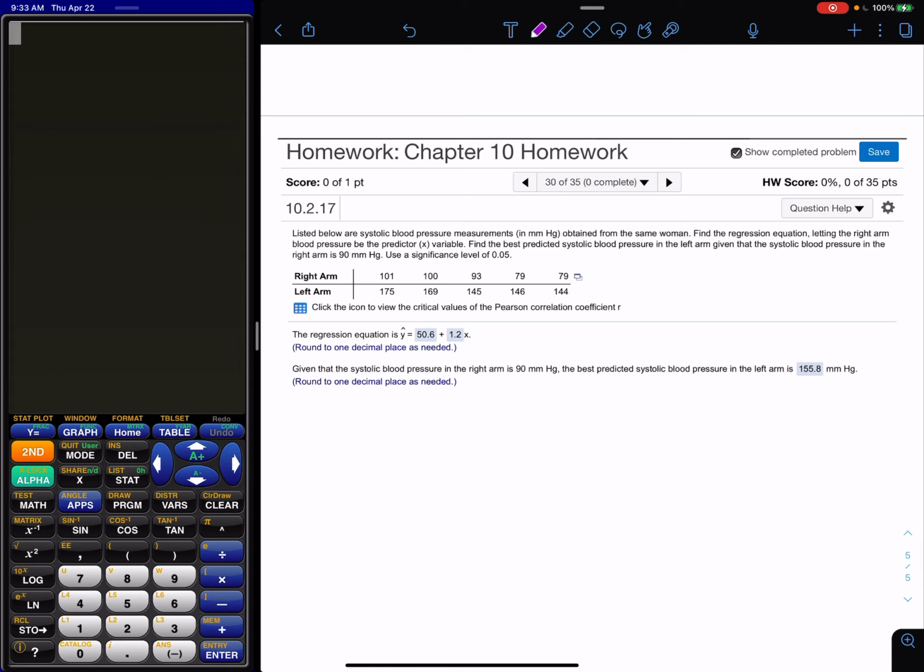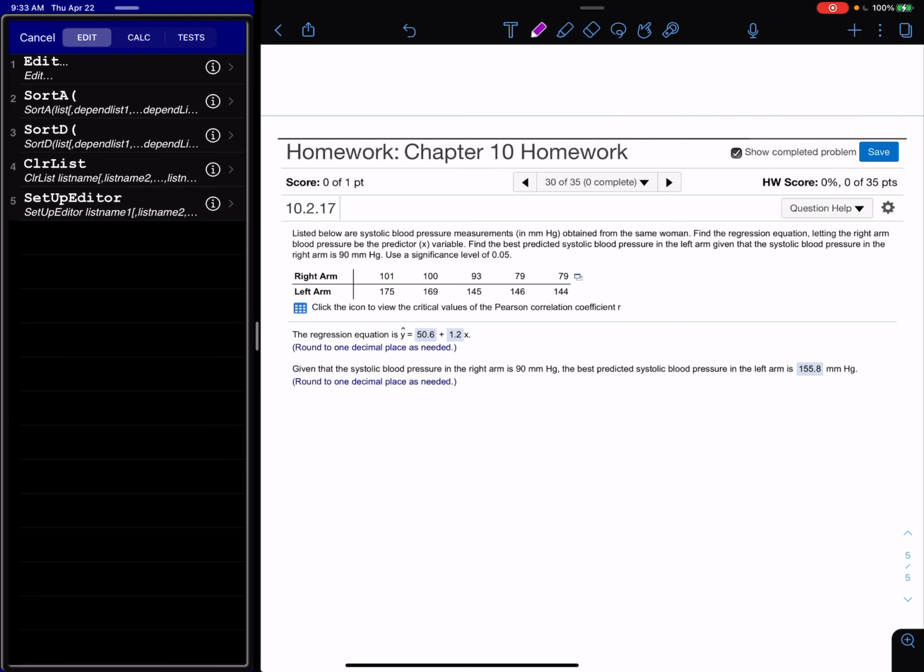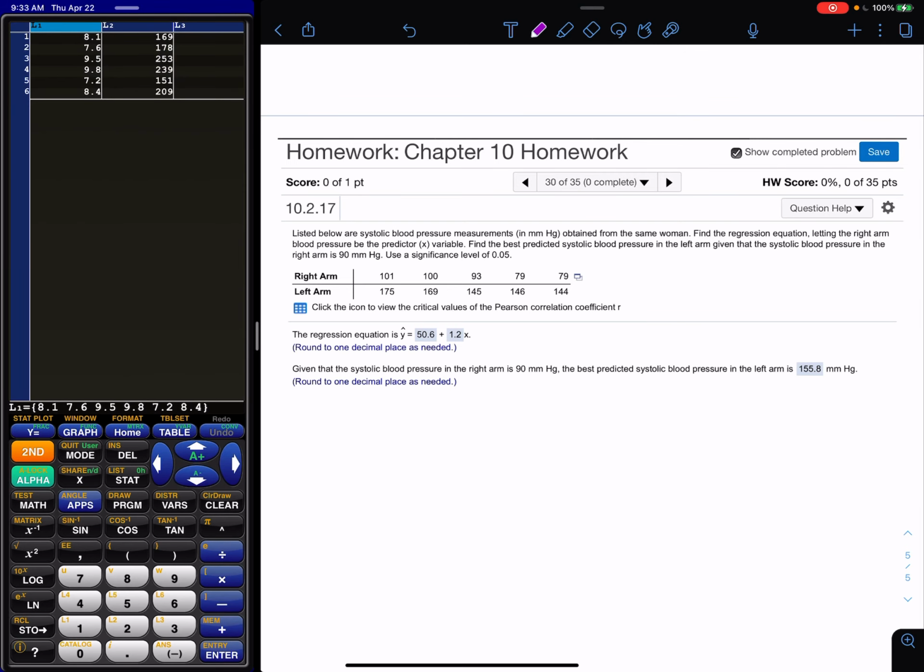So the first thing I'm going to do is put this data in my calculator. I'm going to hit the Stat button, and I'm going to hit Edit. And I'm going to clear out List 1, and I'm going to clear out List 2. Then in List 1, I'm going to enter my X values, so the right arm values.